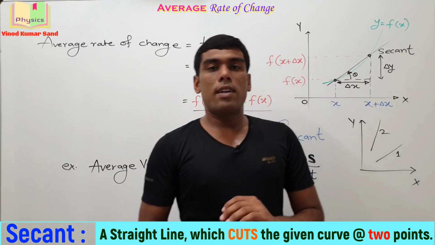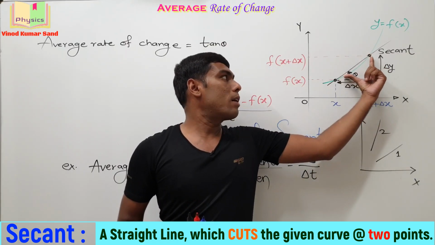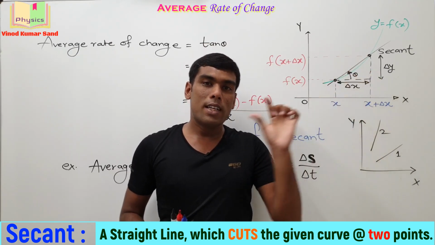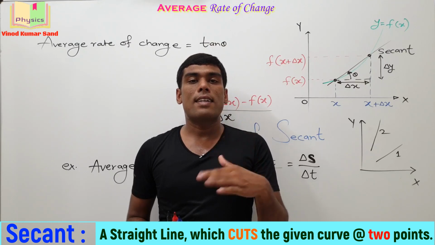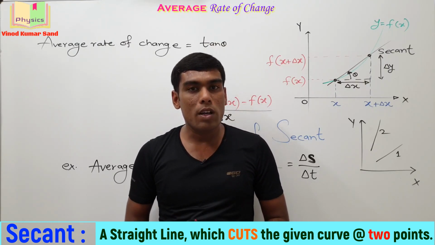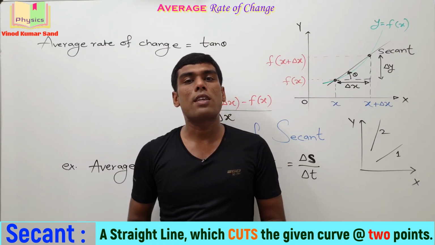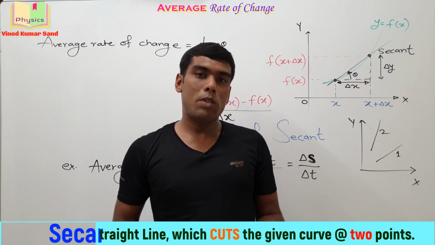In order to understand the instantaneous rate of change, imagine this thing, these two black points we are bringing closer and closer, as close as possible. Then these two black points will coincide. In that case, the secant will get converted to the tangent, and slope of that tangent will give us the instantaneous rate of change. Okay, I'm making up the new graphs.